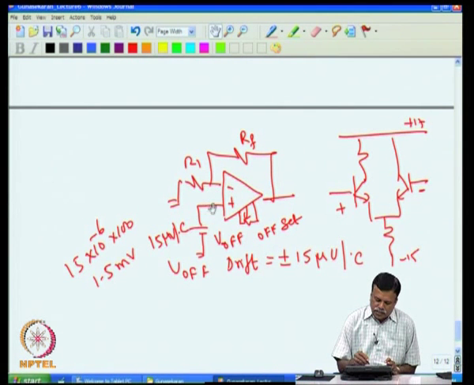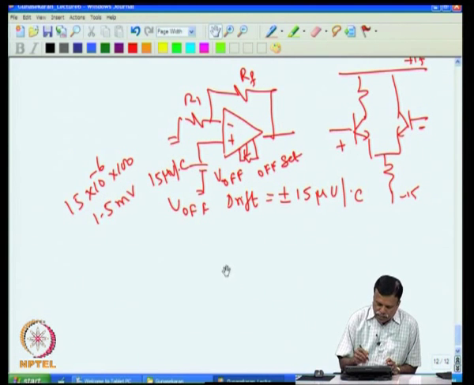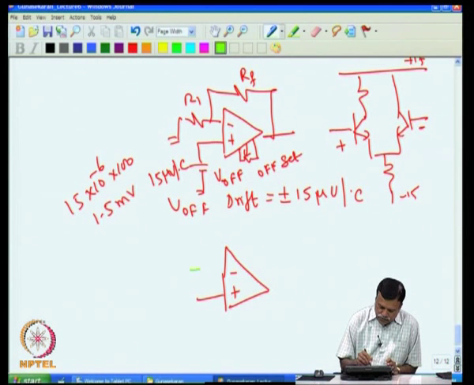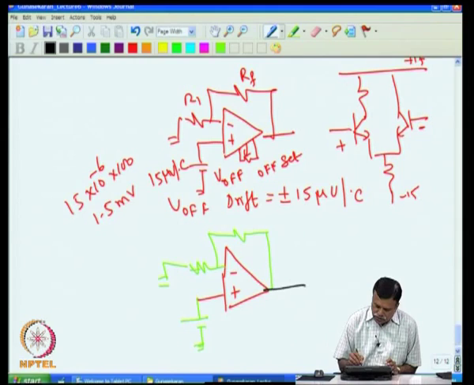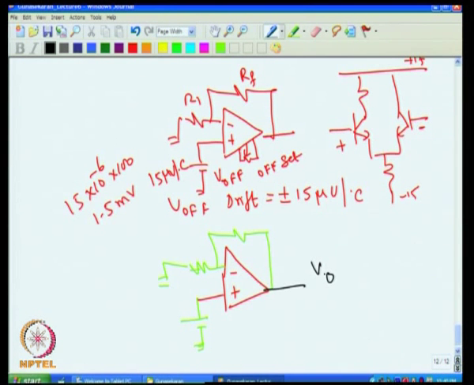So if I want to amplify, in this case the offset voltage drift is 15 microvolt per degree C. So if I have a signal, for example if I want to amplify a thermocouple voltage signal, then I put this circuit and connect the thermocouple. I connect an operational amplifier here, then I give some gain, then I put the input voltage. Now you get V0 here.